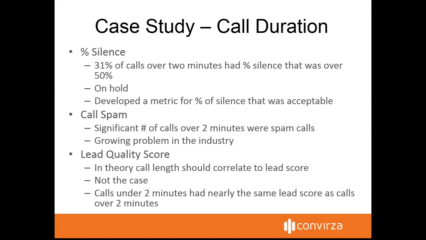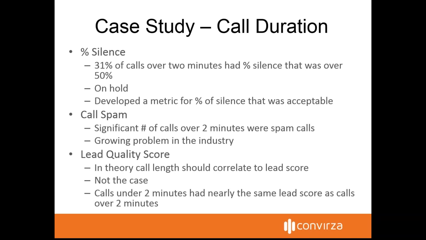So there's an inherent flaw we found in their entire billing model and in their entire duration-based model. What they did was they actually developed a metric for percentage of silence that was acceptable to them. I forget what that was, but let's say it's 18%. 18% silence on a phone call is acceptable, but 38% is not.